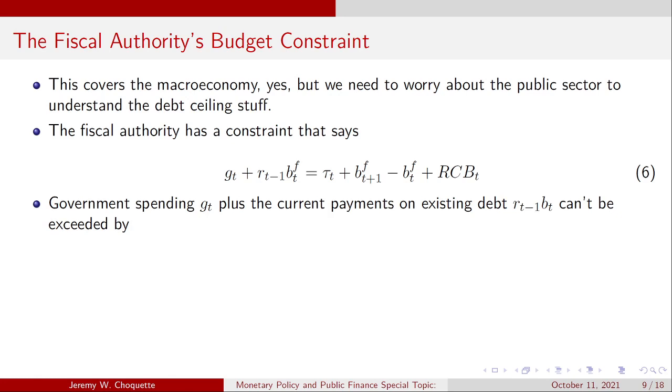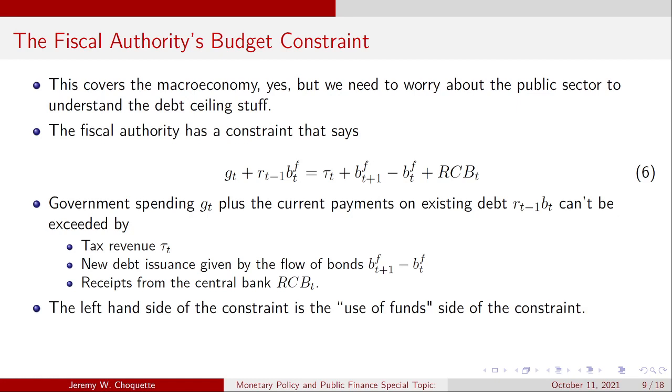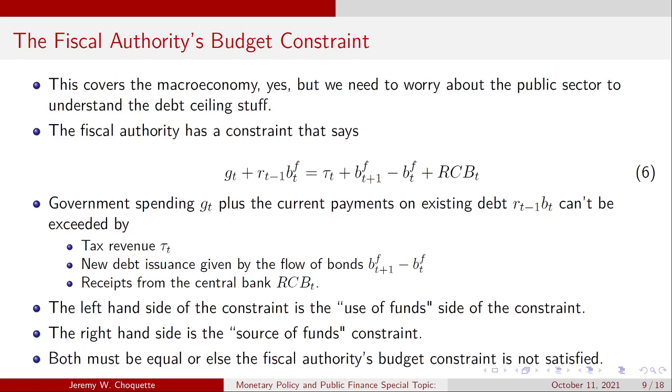So the left-hand side of equation 6 is government spending plus the current payments on existing debt. So government spending plus the current payments on existing debt can't be exceeded by tax revenue, new debt issuance, and receipts from the central bank. So left-hand side of the constraint, equation six, right? Everything on the left side of that equal sign is the use of funds. Everything on the right-hand side is the source of funds. So the use of funds has to be equal to the source of funds. When that happens, the fiscal authority's budget constraint is satisfied. If they are not equal, well, then the fiscal authority's budget constraint is not satisfied.